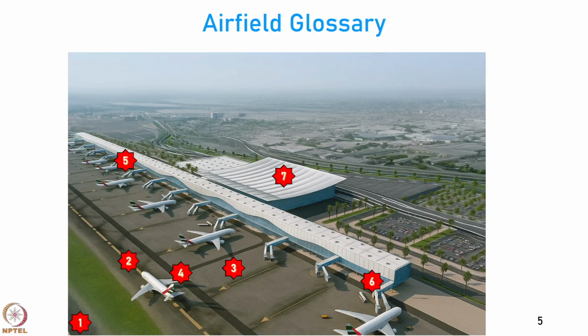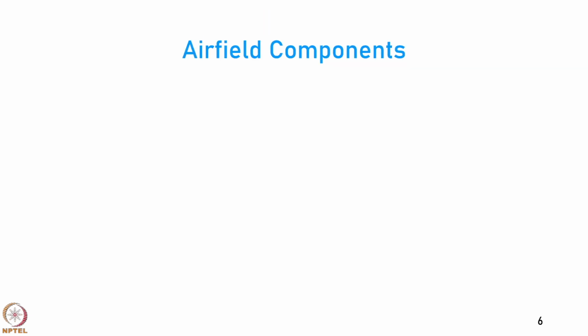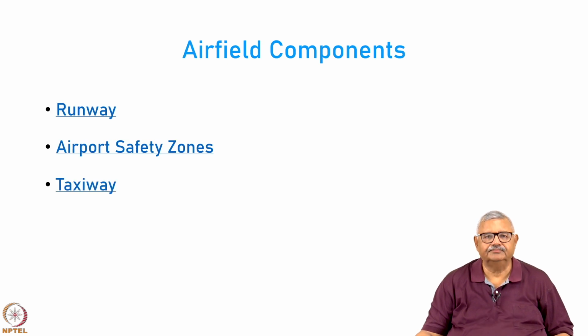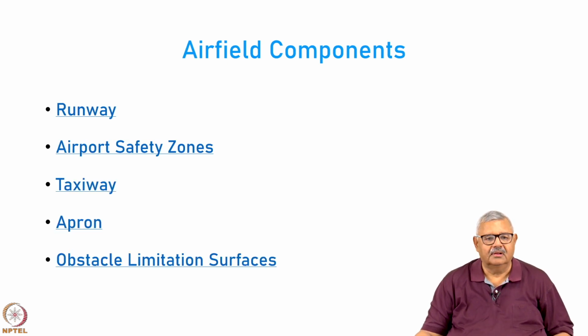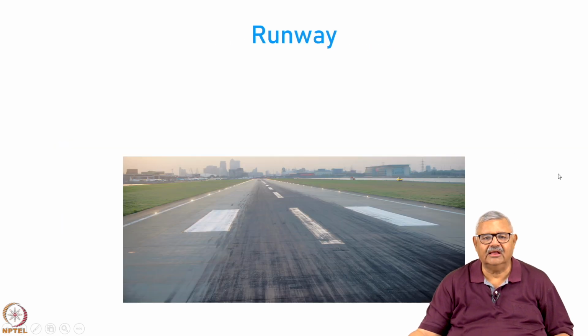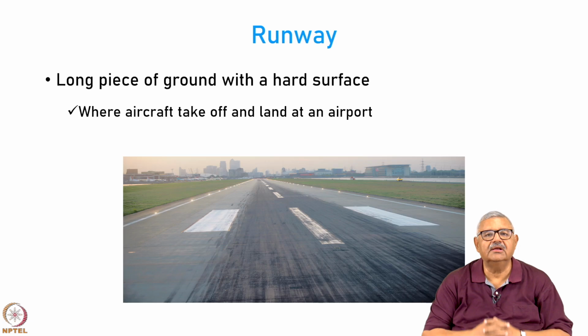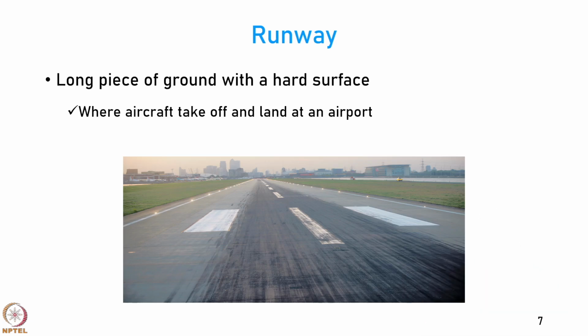Now, we are going to focus mainly on the airfield components, which essentially are the runway, the airport safety zones, the taxiway, the apron and the obstacle limitation surfaces. So, we will look at these components one by one. Let us start with the runway. Runway, as we all know, is a long piece of ground with generally a hard surface, and this has been prepared so that the aircraft can take off and land at an airport.